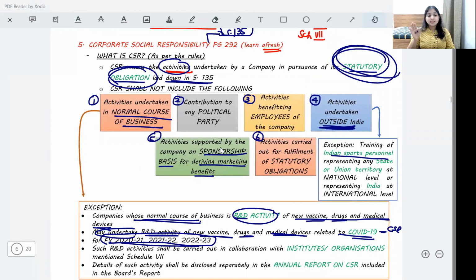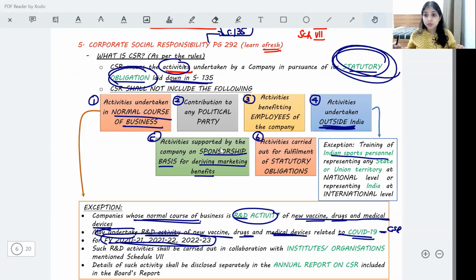Shall we quickly summarize? Section 135 says that in case a company undertakes any activities because of the obligation put on the company by Section 135, those activities will be called CSR activities. But we have 6 exclusions. These 6 scenarios will not be considered as CSR activities. Number 1, if you're going to do any activity in the ordinary day-to-day business, it will not be considered as CSR. But if your company is in the business of R&D, research and development relating to medicines and vaccines, and in 3 specified financial years, it is doing R&D activity relating to COVID vaccines, COVID medicines, COVID drugs, then even though it is a part of normal day-to-day business, it will be considered as CSR.